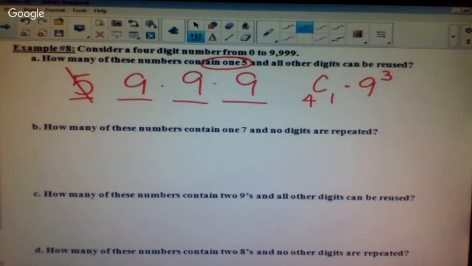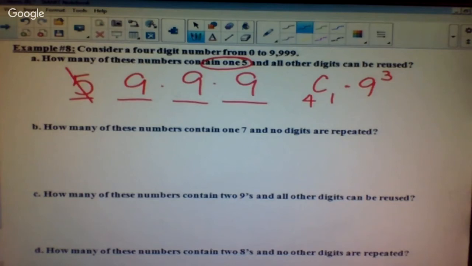So can you explain how that makes 5? Because I have 4 slots for my 4-digit number, and I'm filling 1 of them. It doesn't matter that it's a 5, I'm only filling 1 of them. Okay, so that's where the 1 comes from.